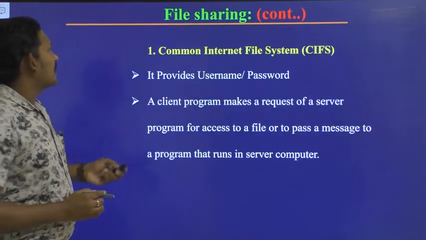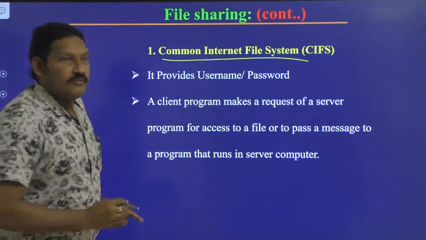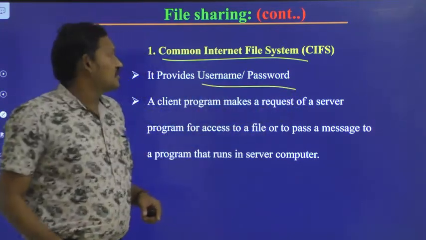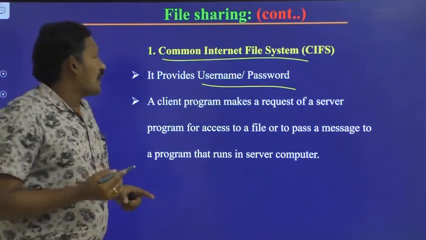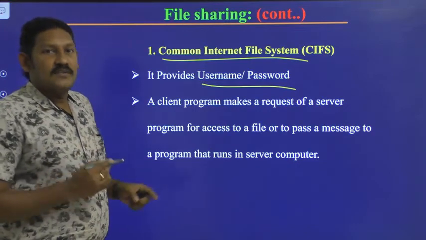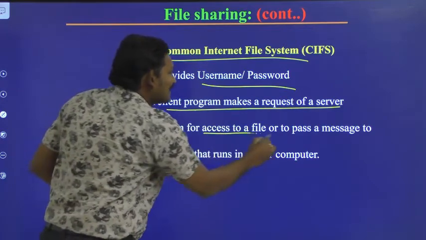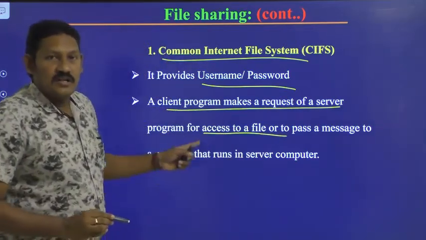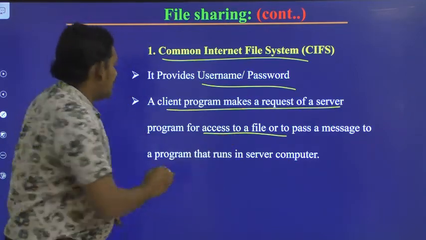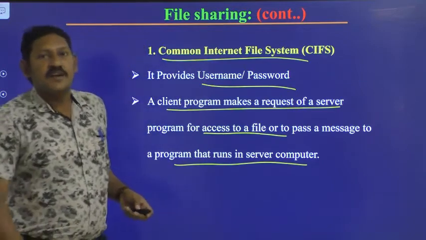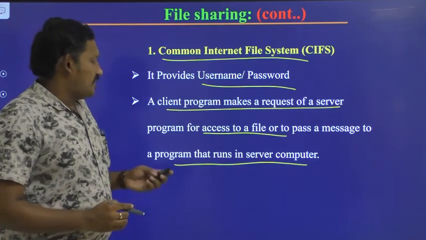Coming to the second one, common internet file system. Here also it consists of a username and password. If we find that the username and password are valid, then only the client will interact with the server. The client keeps a request to the server indicating that it needs some access permission. Thereby the connection will be established and the required information or data will be retrieved. This is what happens in common internet file system.